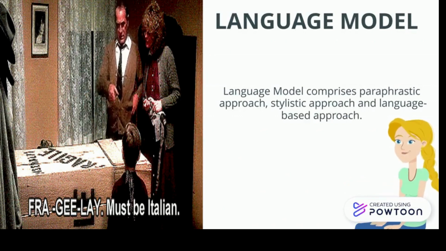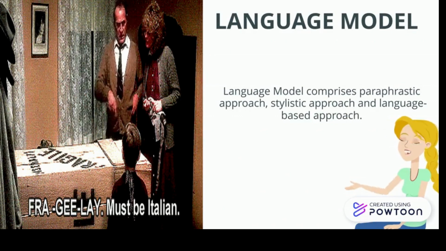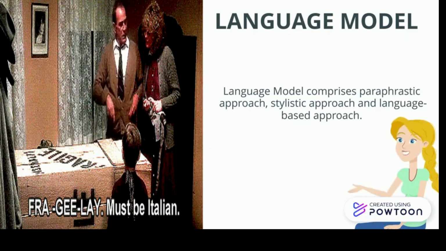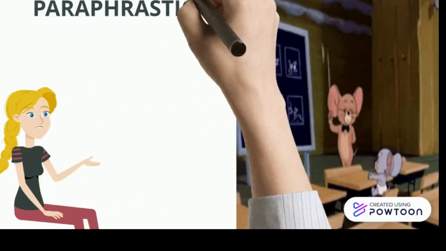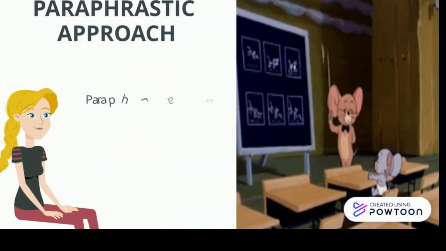Next, we have the language model. This model shifts the focus from cultural or factual information to the linguistic aspects of literature. It views literary texts as valuable resources for improving students' language proficiency in areas such as grammar, vocabulary, and language structure. Next, we have the paraphrastic approach.